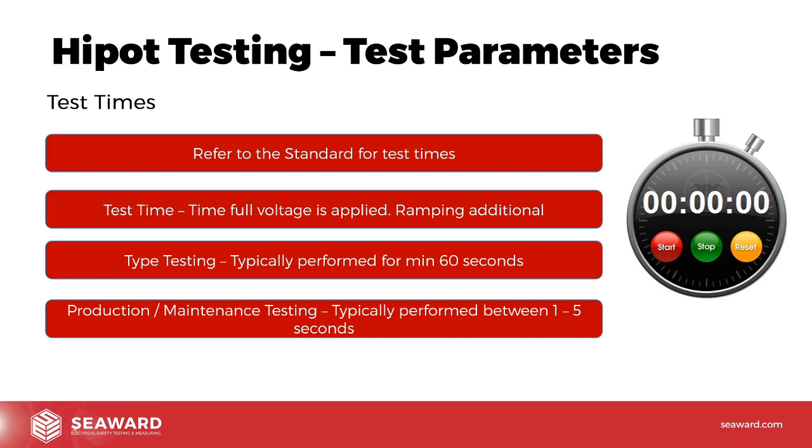In production or maintenance testing, we have to balance the throughput with the requirement for actually performing a sound test. So typically what you find in the production environment is it's normally in a region of 1 to 5 seconds. Now, some standards actually apply another rule of thumb that if you're going to be testing at 1 second, you actually increase the voltage somewhat over what you would have done for 60 seconds in the type test. But again, please refer to your standard to be sure of those levels of test times.